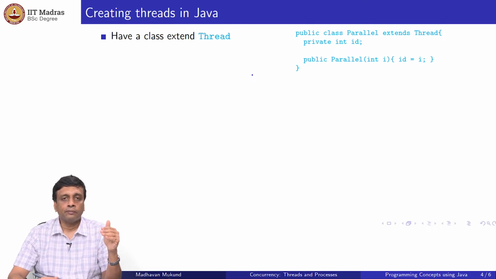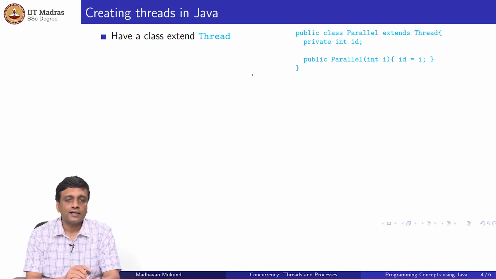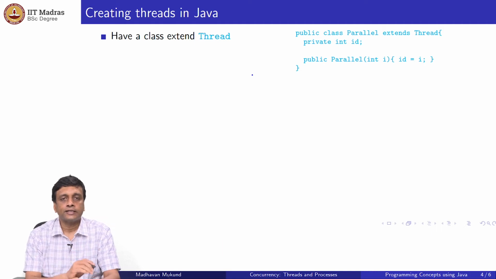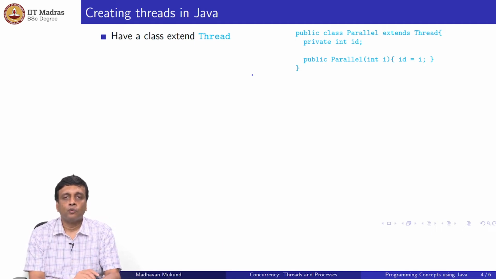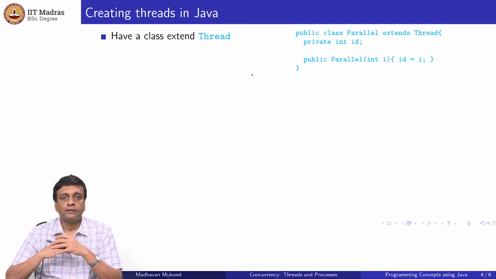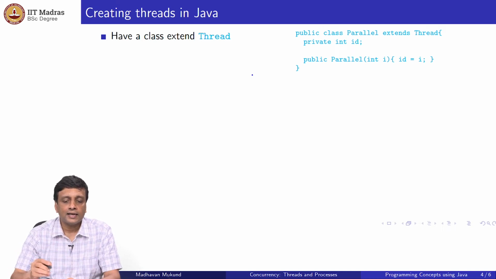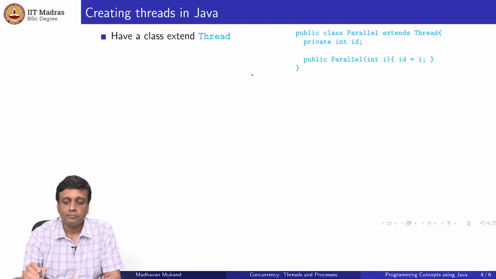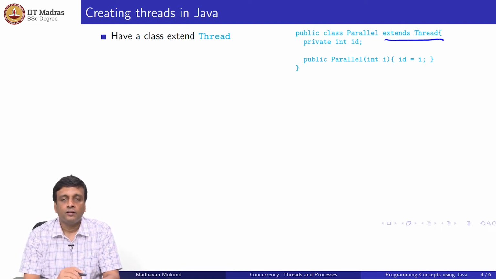Now in concurrent programming, what we are saying is that one thing can go on while something else is going on. So for this, Java has a class called Thread, which allows this kind of concurrent programming. So if you want some functions to be executed in parallel, then the class that you have these functions in must extend Thread.